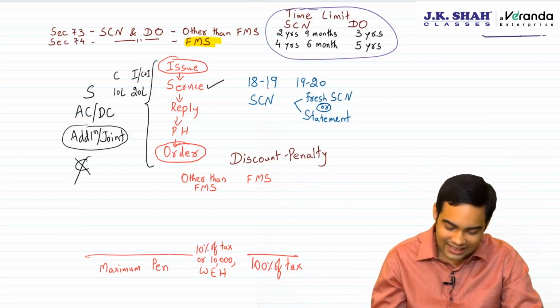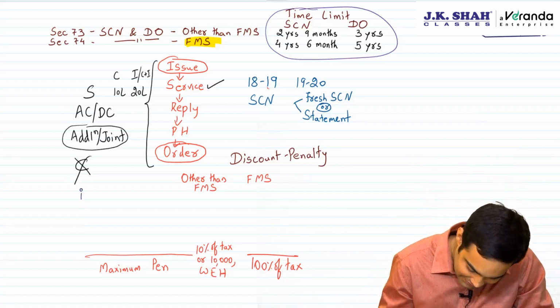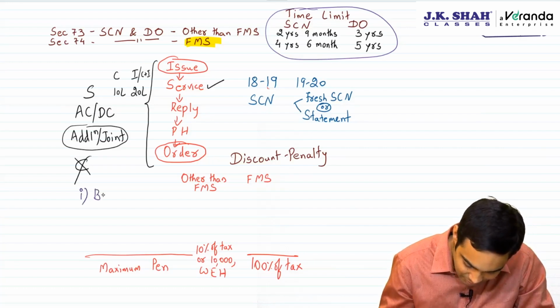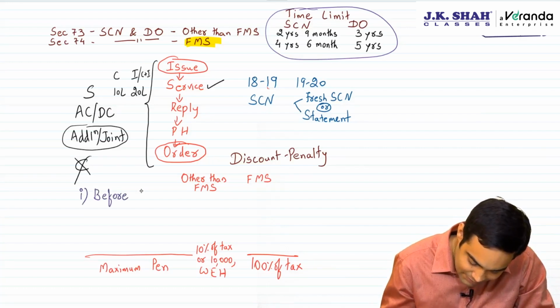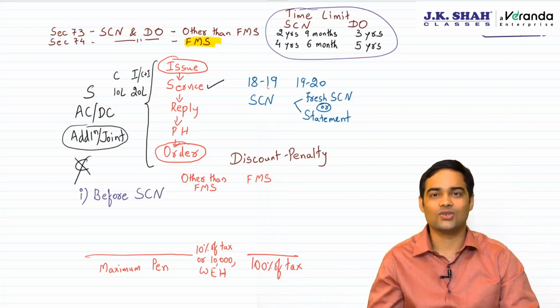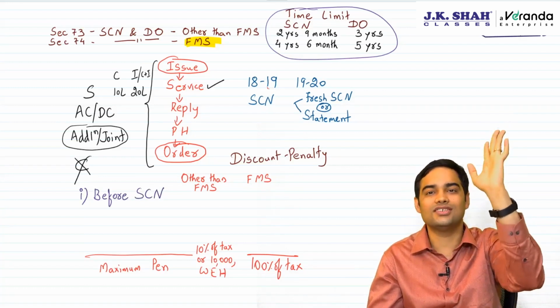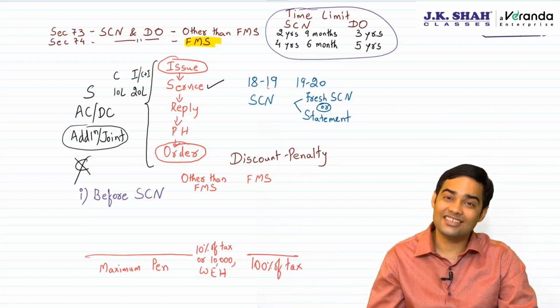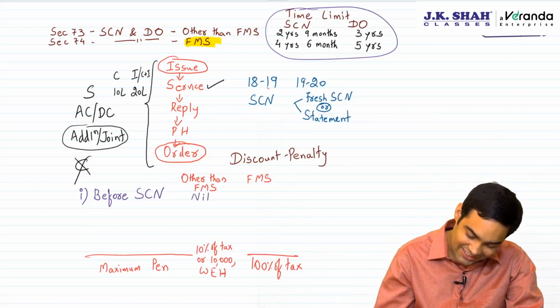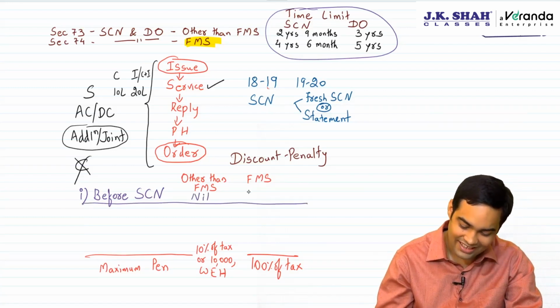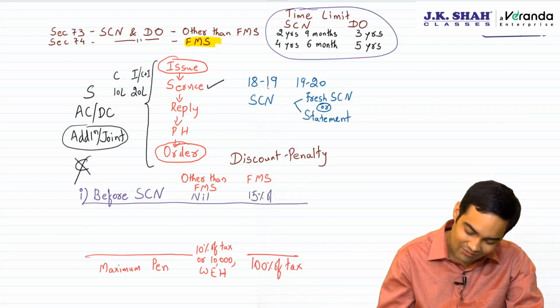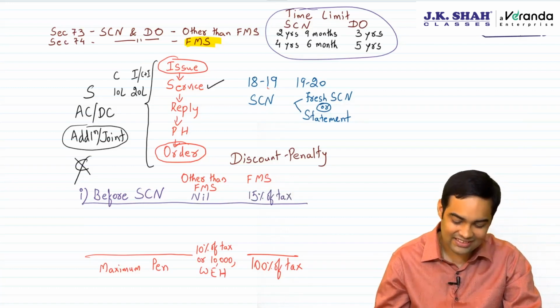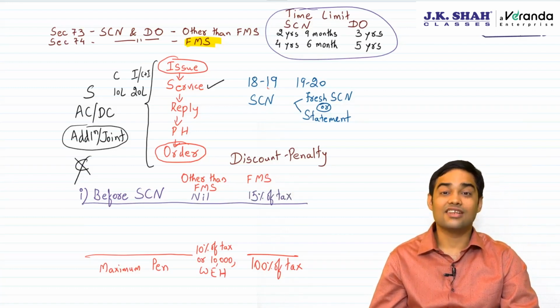Now, say suppose a person pays entire amount of tax, interest and applicable penalty before the show cause notice. Before the issuance of show cause notice, the person has paid tax, interest and applicable penalty if any. In such cases, if it's other than FMS, nil penalty. Oh, wonderful. Nil penalty. And if it is a case of FMS, then 15% of the tax. That means discount is 85%.